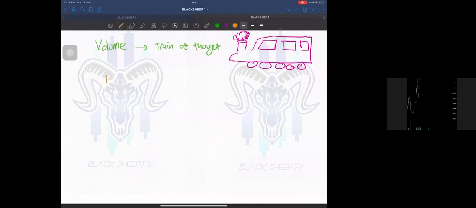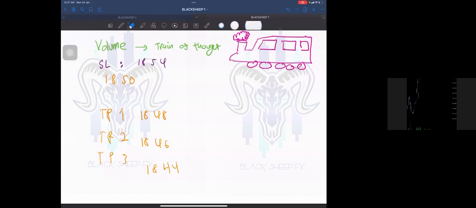Let's say if I say sell now at 1850, TP1, TP2, TP3, 1848, 1846, 1844. SL is 1854. Okay. Let's say I say sell now at 1850.